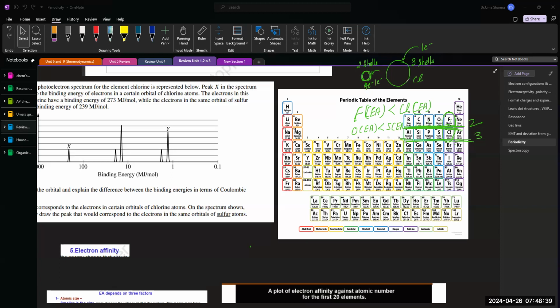So what is the reason? I'll answer your question, Aditi. What is the reason? The third period elements, their sizes are slightly bigger than second period elements. So they can accommodate one extra electron with less inter-electron repulsion as compared to second period elements. So third period elements have slightly higher electron affinity than second period elements.